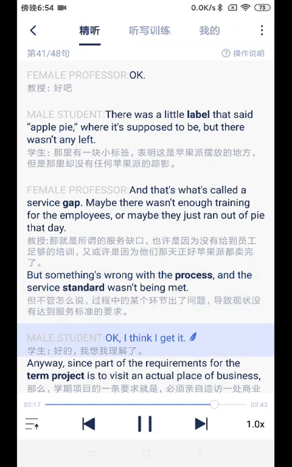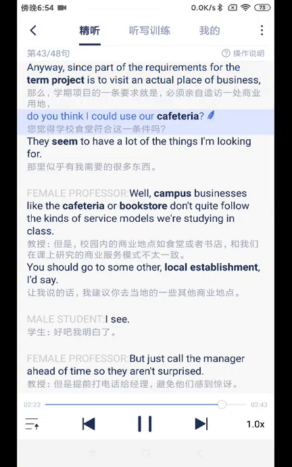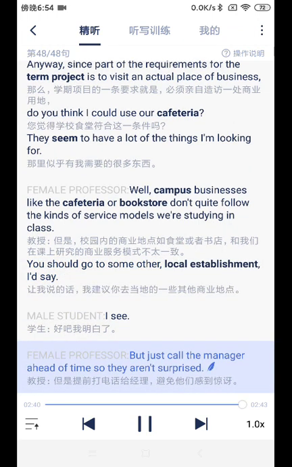Okay, I think I get it. Anyway, since part of the requirements for the term project is to visit an actual place of business, do you think I could use our cafeteria? They seem to have a lot of the things I'm looking for. Well, campus businesses like the cafeteria or bookstore don't quite follow the kinds of service models we're studying in class. You should go to some other local establishment, I'd say. I see. But just call the manager ahead of time so they aren't surprised.